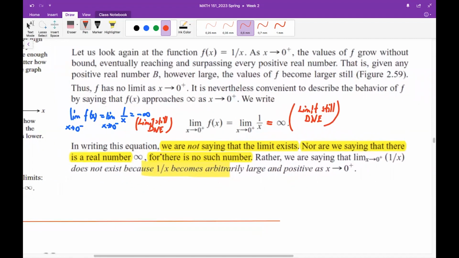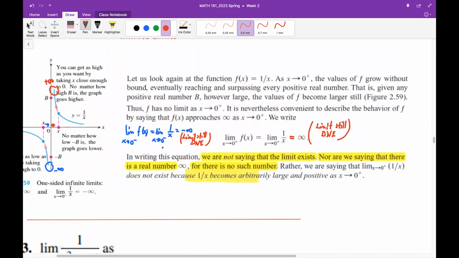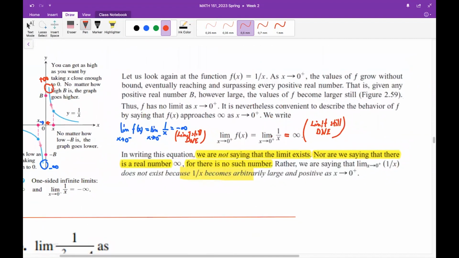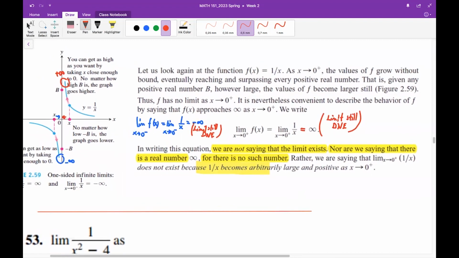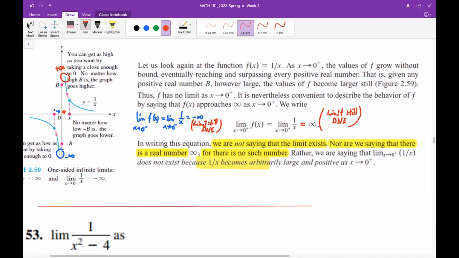So let's read this warning together at least once. We are not saying that the limit exists here, nor are we saying that there is a real number infinity. No, we are just describing the behavior of this function as x goes to 0 from left or right: it goes to plus infinity from the right and it diverges to minus infinity from the left. Still, the limit does not exist, okay? Is that part clear? I think I made myself clear on this part so that I can move on.